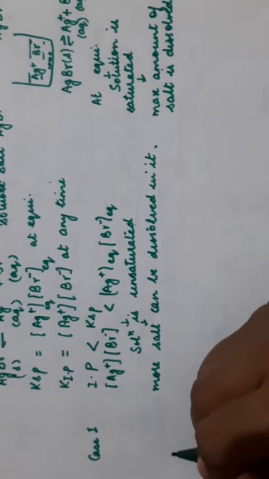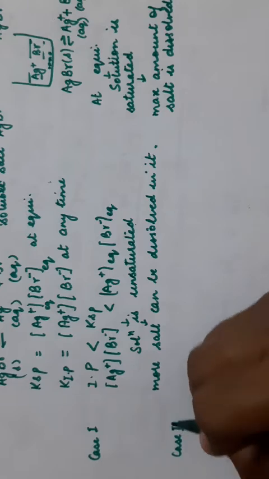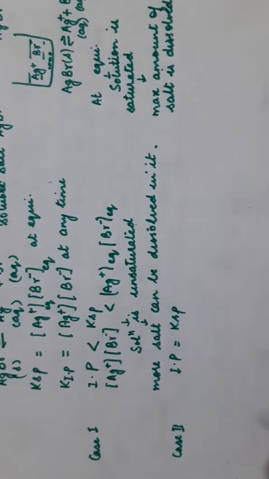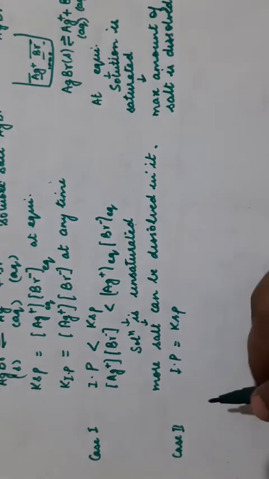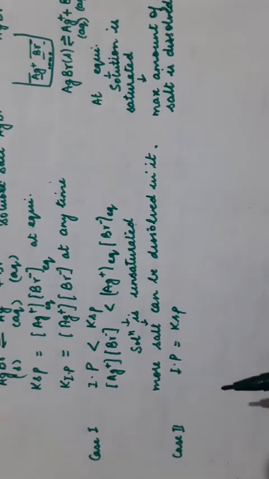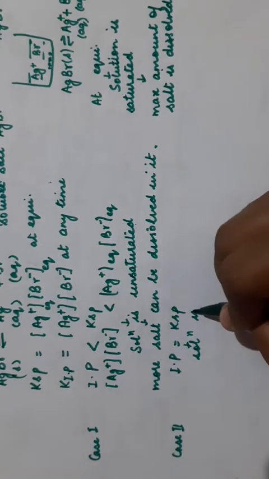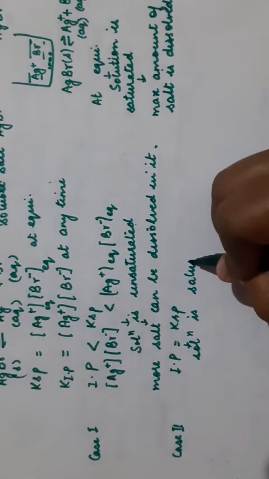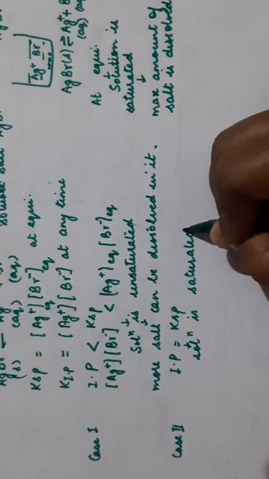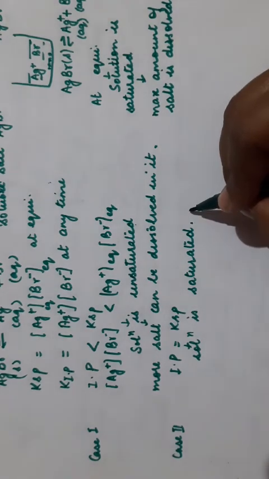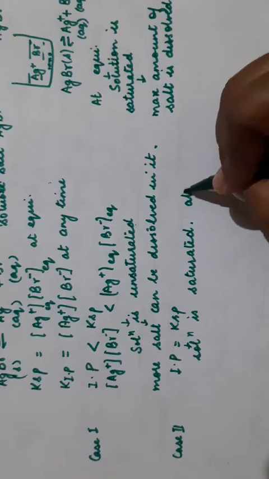Now case 2 is, if ionic product is equal to solubility product. That means the concentration is the same as at equilibrium, that means this solution is saturated. And if the solution is saturated, you cannot dissolve more salt in it. So if ionic product is equal to KSP, the solution is saturated and the reaction is at equilibrium.